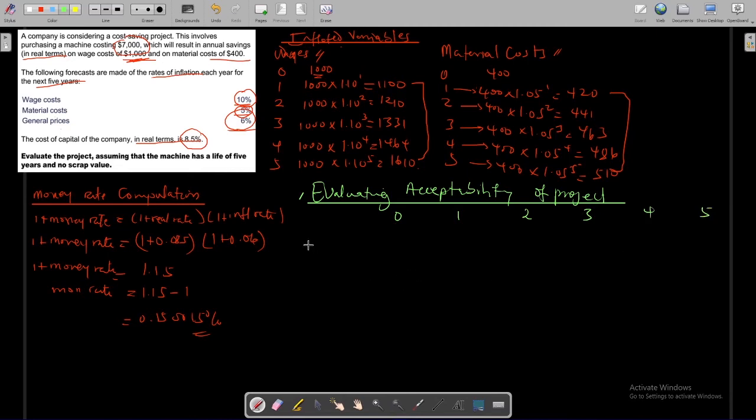Now the first thing that we have to do is the initial investment. The initial investment for this project is the 7,000, which was the purchase cost of the machine. The next is the wages, and this is what we have calculated: 1100, 1210, 1331, 1464, and 1610.